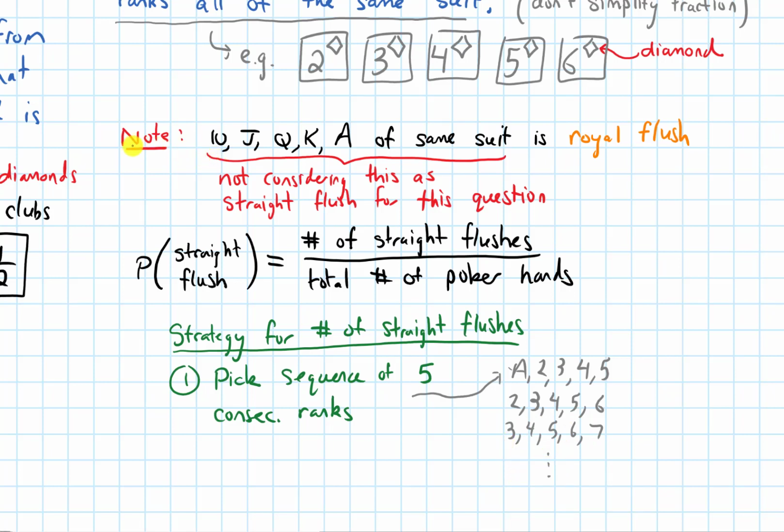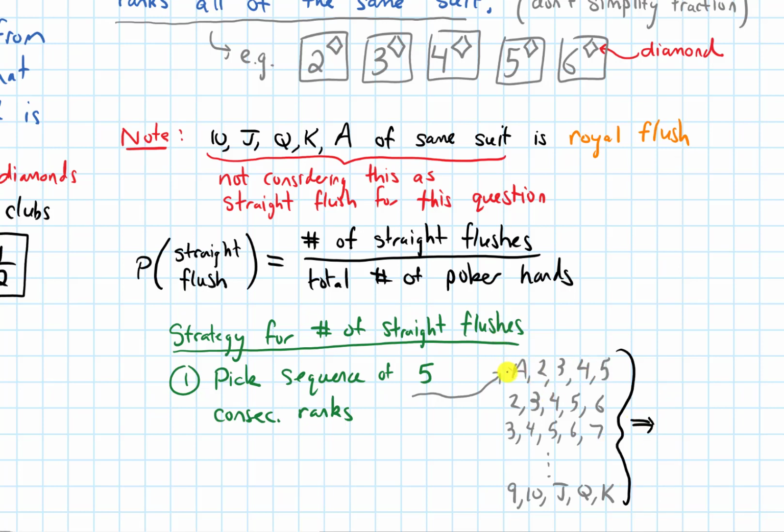Well, I mentioned in the note at the start of the problem that I don't want to consider a royal flush as being a straight flush for the purposes of this question. So my lowest card, I don't want to be able to have that be a 10. But let's go one smaller than a 10. What if I started with a 9? And I could do 9, 10, Jack, Queen, King. So these are all the different sequences of numbers that could give me a straight flush.